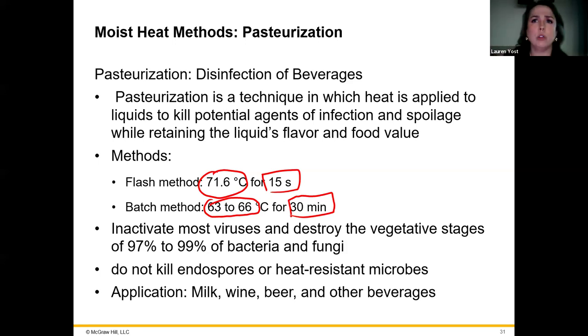Like it says, it inactivates most viruses and destroys vegetative states of about 97 to 99 percent, depending on the temperature, of bacteria and fungi. We will not kill endospores, and we will not kill the heat-resistant microbes. So we use this for milk, wine, beer, and other beverages. We know that pasteurization doesn't sterilize, right?